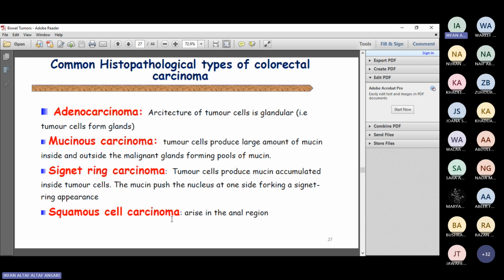Signet ring carcinoma: usually here the tumor cell produces mucin predominantly inside the tumor cell, and this mucin pushes the nucleus to one side. So the cell looks like a ring, with a diamond at the periphery as the nucleus and mucin in the cytoplasm looking like the boundary of the ring. So that's called signet ring carcinoma. Squamous cell carcinoma is usually seen in the anal region because of the lining.